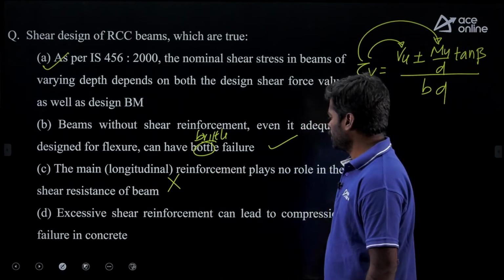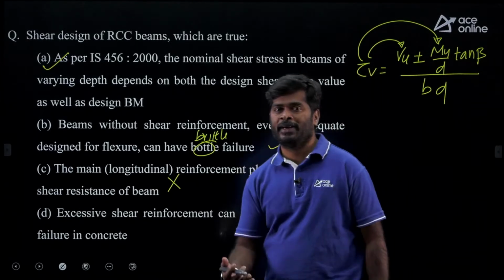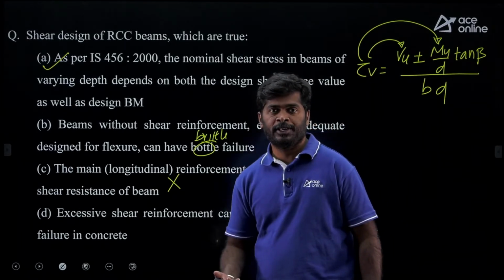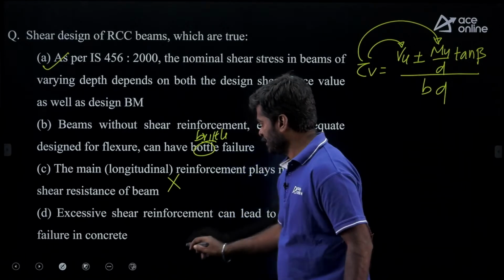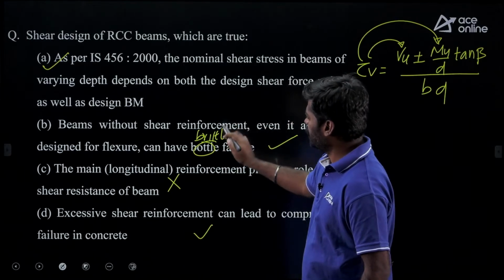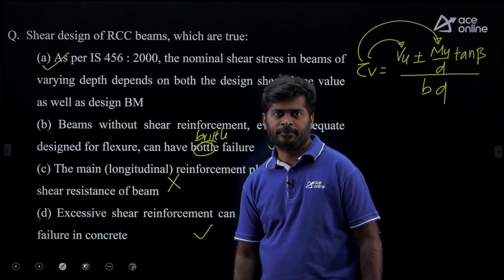Then D, excessive shear reinforcement can lead to compression failure. No doubt, if you provide excess shear reinforcement, it leads to, my dear, diagonal compression failure. Yes, it is correct. So, A correct, B correct, D correct. It is an MSQ type question. Thank you, my dear.